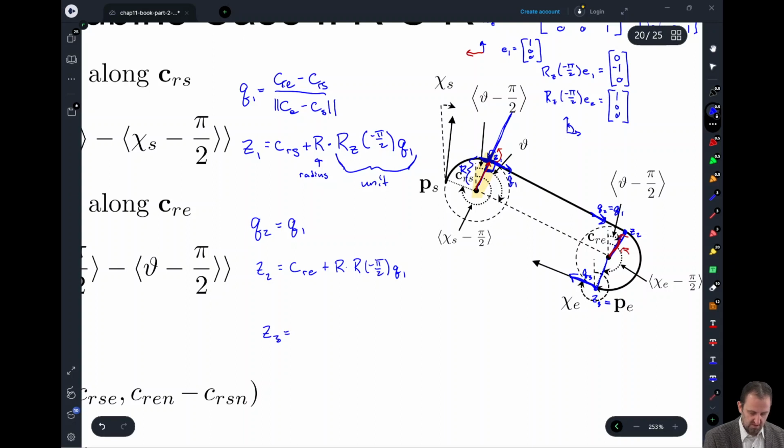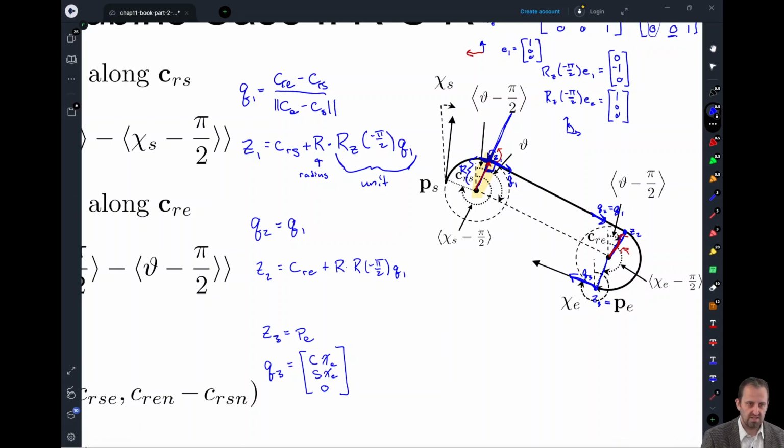For Z3, we have two choices. We could just use the center again, but might as well use the endpoint, which is defined before the center point anyway. So we have our endpoint, and our Q3 we're going to define as equal to cosine of chi sub E, sine of chi sub E, and 0. That's just a unit vector in the direction of chi sub E.